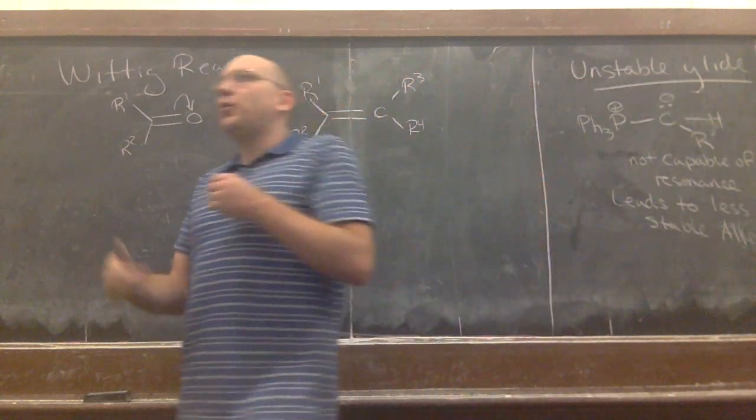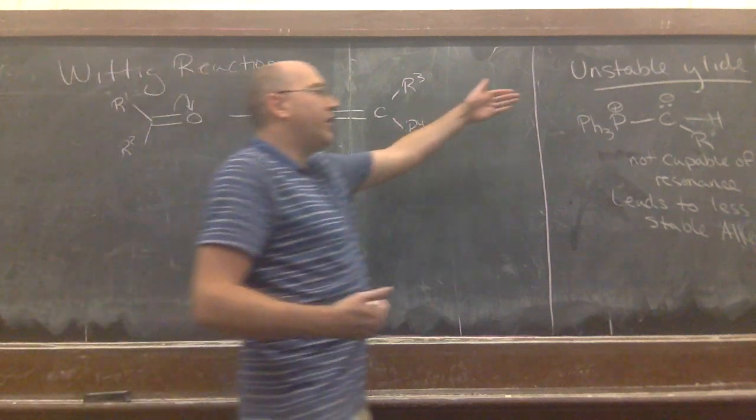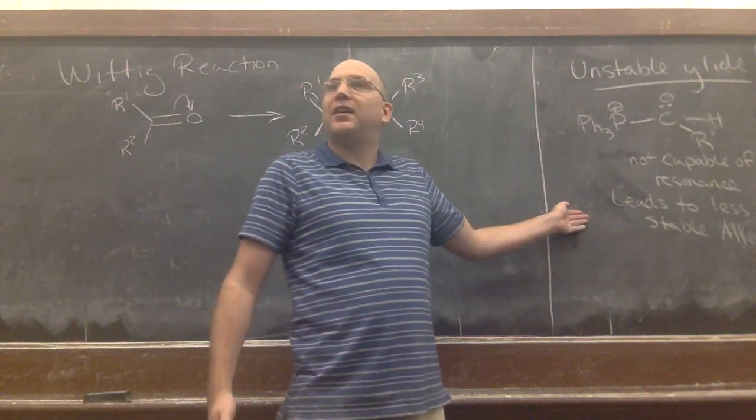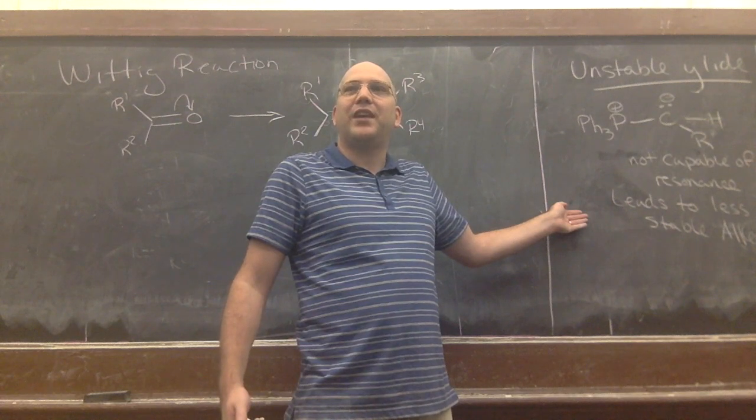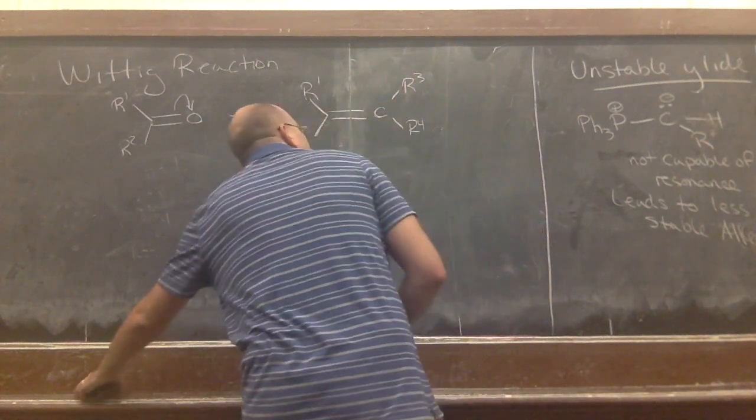Okay? So the general idea here is that if your anion is less stable, so unstable ylide, less stable alkene. Okay, and I'll explain this in a minute.